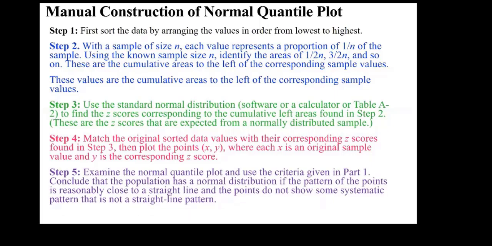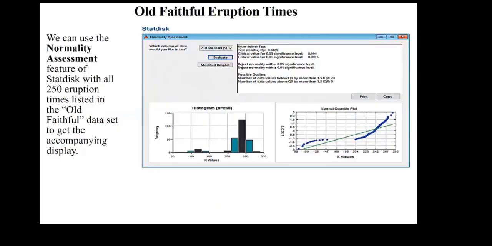Finally, examine the normal quantile plot and use the criteria given in part 1. Conclude that the population has a normal distribution if the pattern of the points is reasonably close to a straight line and the points do not show some systematic pattern that is not a straight line pattern. So what does it mean when we look at this page? When we come up with the graph using technology, let's say, we can see what's happening here.